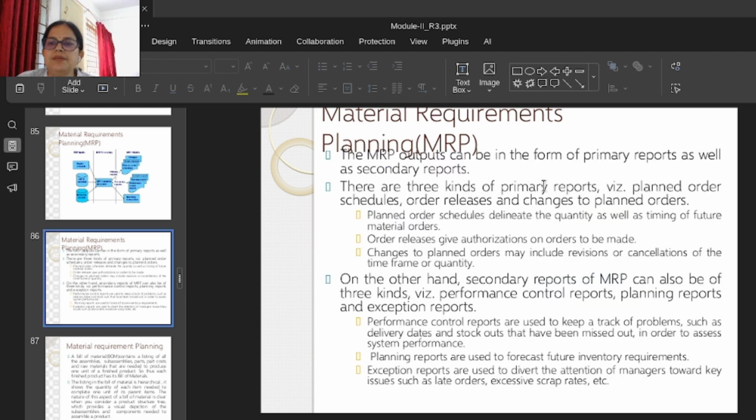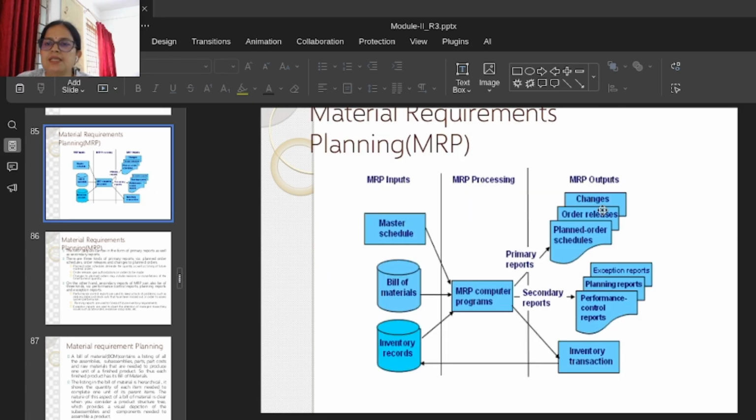Primary report: there are 3 kinds of primary report: plan order schedule, order releases, and changes to the plan order. Plan order schedule delineates the quantity as well as timing of future material order. Order releases give authorization on orders to be made. Changes to the plan order may include revision or cancellation of the time frame or the quantity. If any changes in the order happen, then we can go for accepting design changes or any changes of the product, so that we can have them in the changes list.